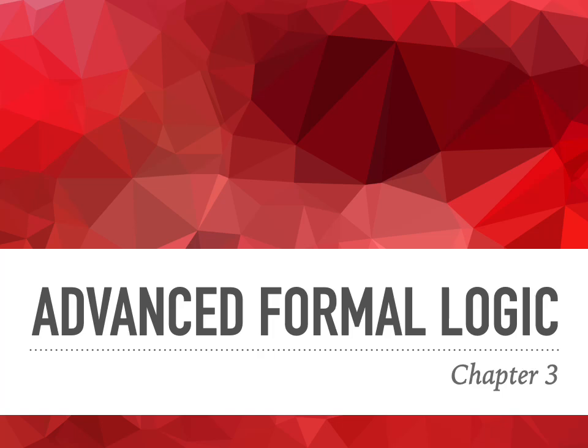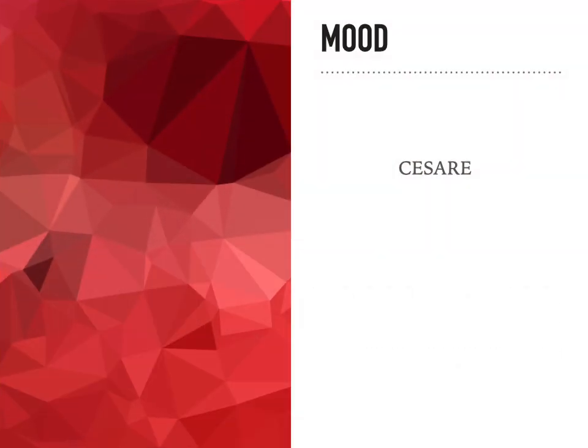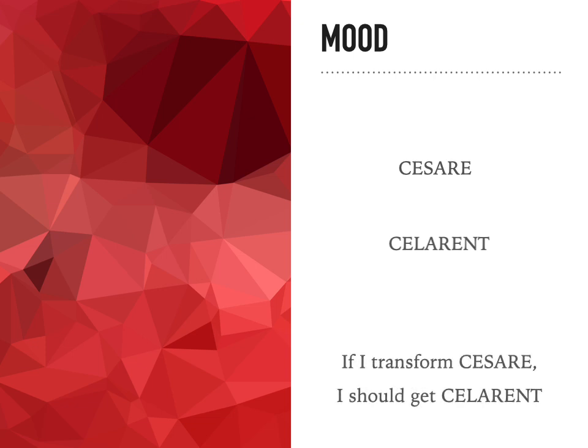Hello, this is the third lesson in Chapter 3 of Advanced Formal Logic, the chapter that deals with reducing syllogisms into the first figure. So we've been talking about moods and how, in reducing to first figure, by looking at both the vowels and the consonants in the mnemonics, we can see what we are to do and how they should reduce. So if I have Cesare, it should reduce to Celarent in the first figure.